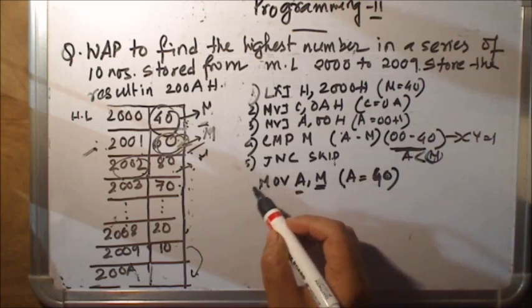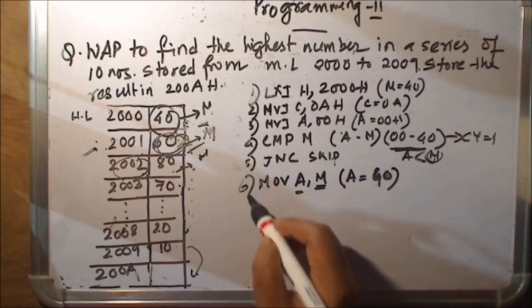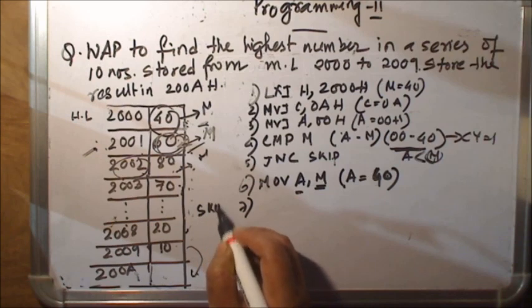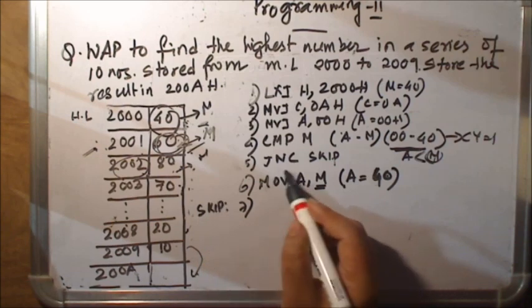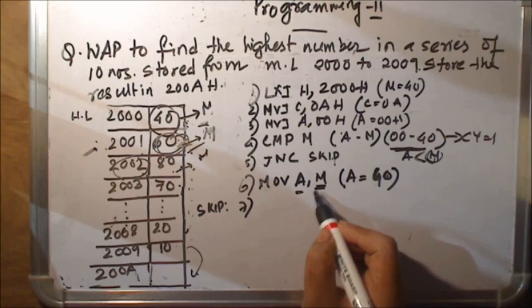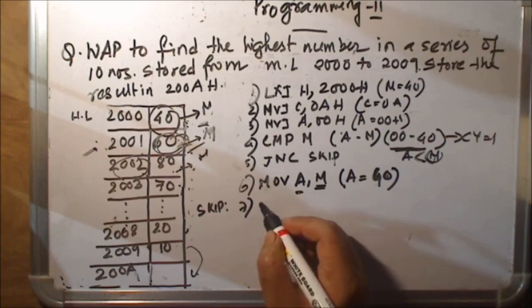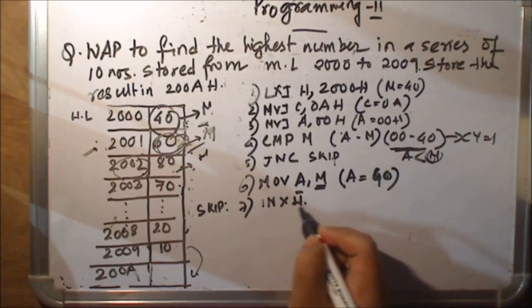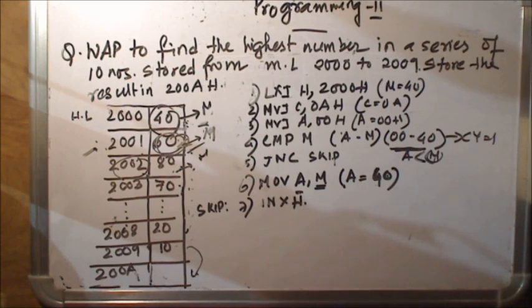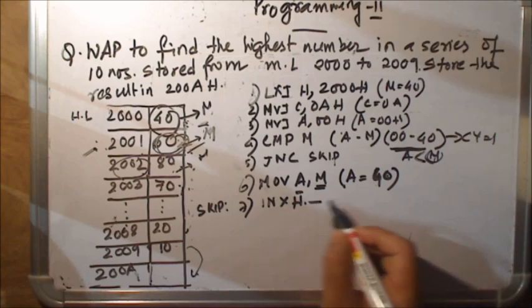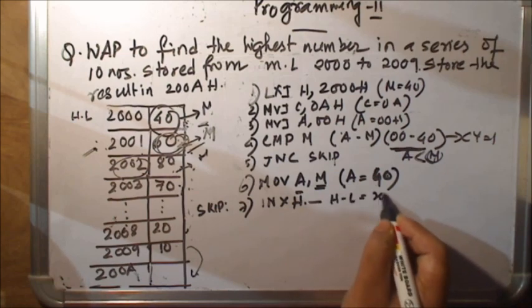If carry is not generated, we will skip this instruction and we will go to here. This will be our skip. So if carry is not generated, we will not copy. By this time, what we will do then? We will increment the next memory location. Increment the HL pair. So the HL pair will be now 2001.